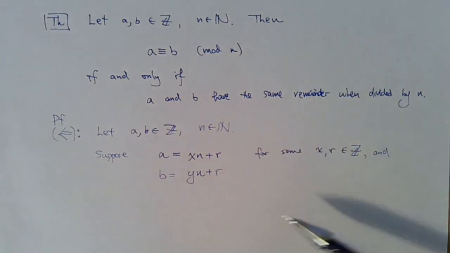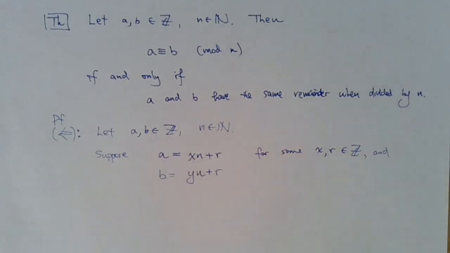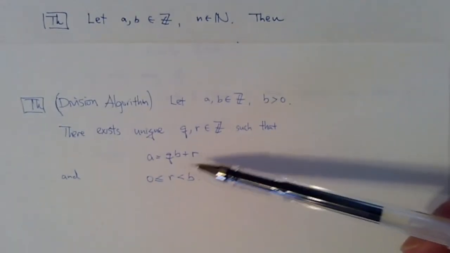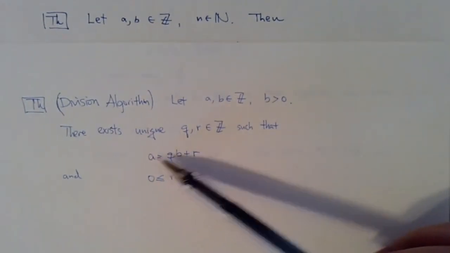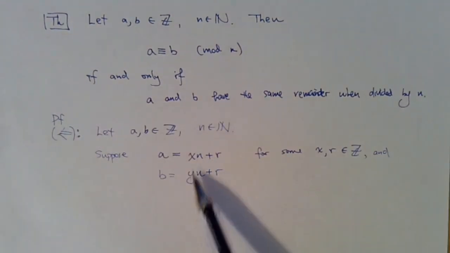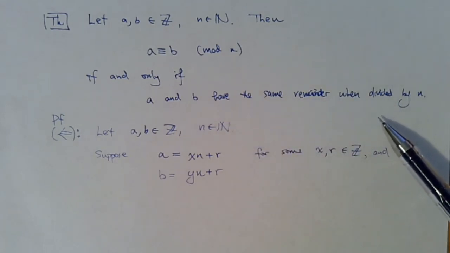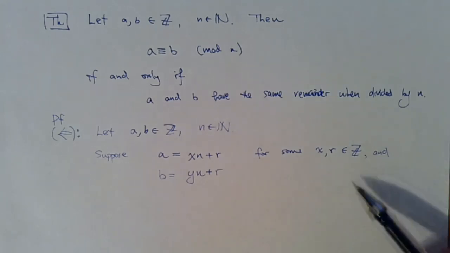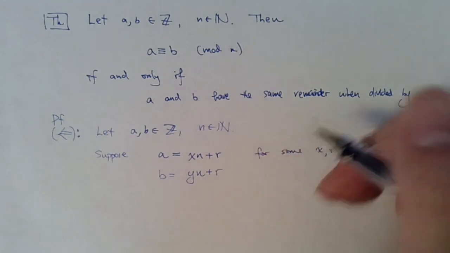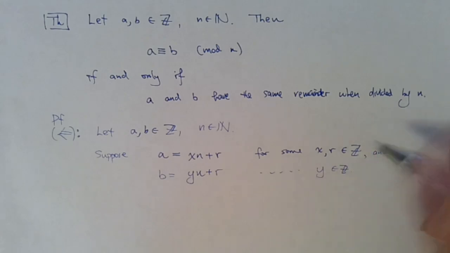So the key point I'm trying to make is that when divided using the division algorithm, when a is divided by n, we get a quotient and a remainder. I'm naming the quotients x and y, and the remainder should be the same because that's what it's saying right now. a and b have the same remainder when divided by n. So it's the same r. Okay.